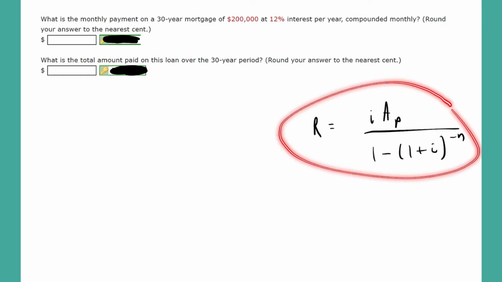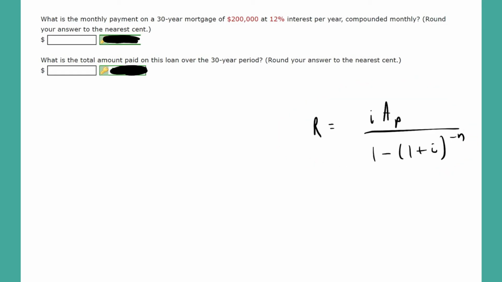So here's the formula. Once again, it's the same formula because we are looking for monthly payments or regular payments. It doesn't matter if it's monthly but in this case, it's monthly. We have the price of the house. We know the interest rate, and we know the number of payments, so let's write that all out.